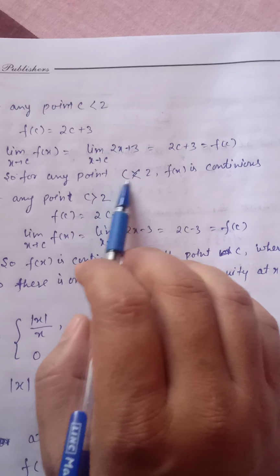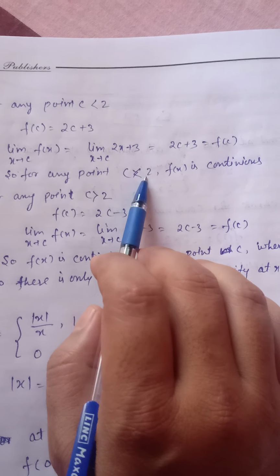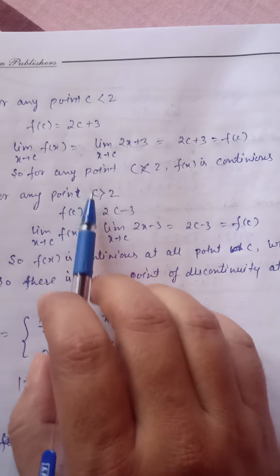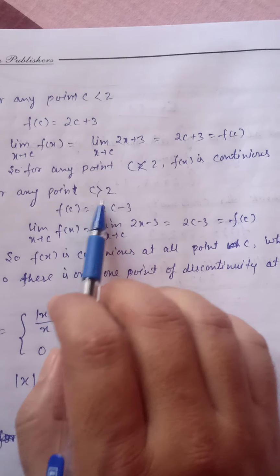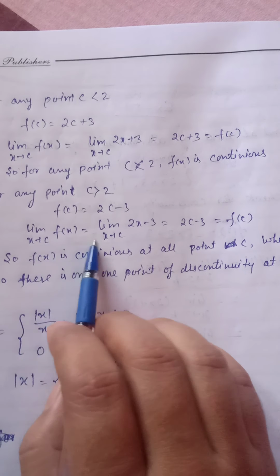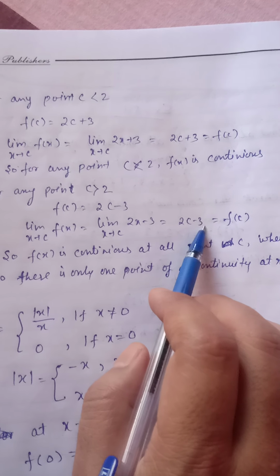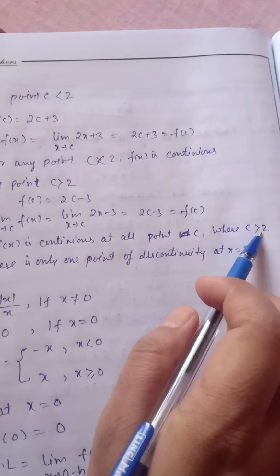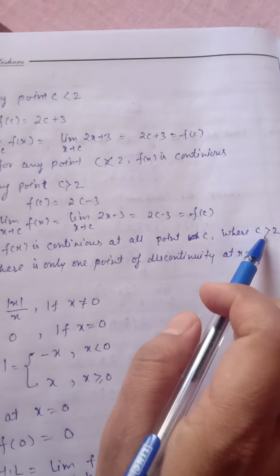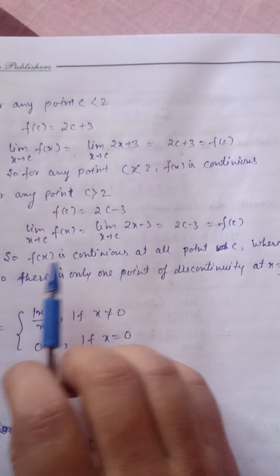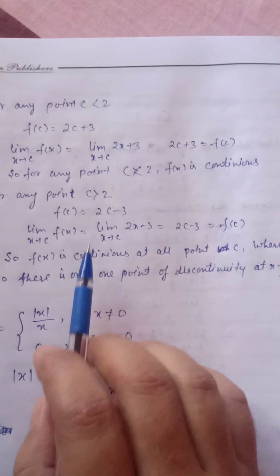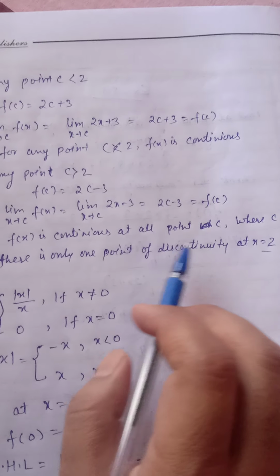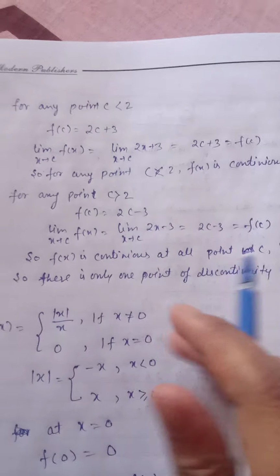So for all the points which are less than 2, the function is continuous. Similarly we will check the continuity at a point c which we have taken as greater than 2. We will also find here that the limit exists, so the function is continuous at all the points which are greater than 2. Therefore, as we have solved the question, there is only one point, x = 2, where the function is discontinuous.